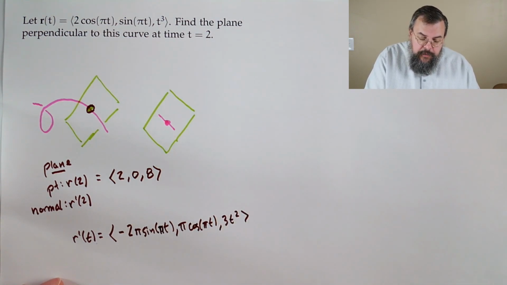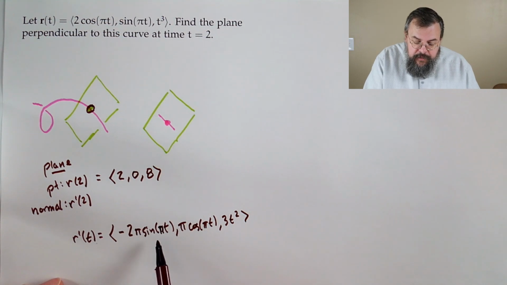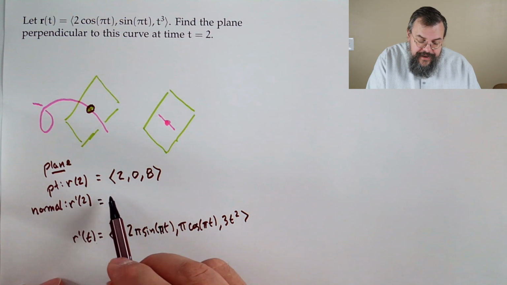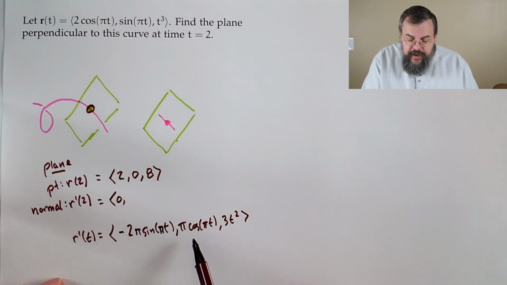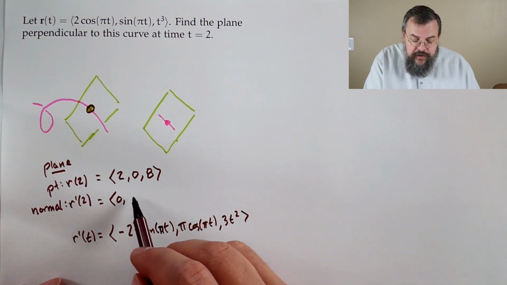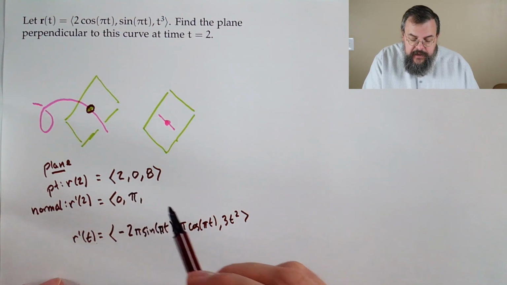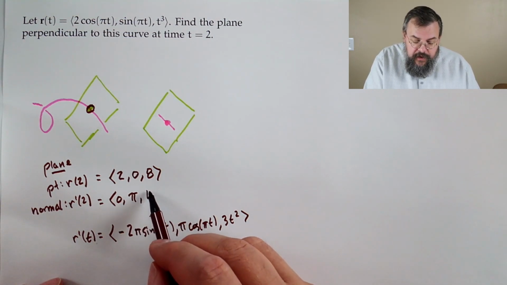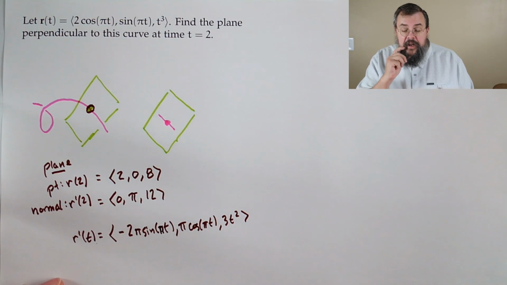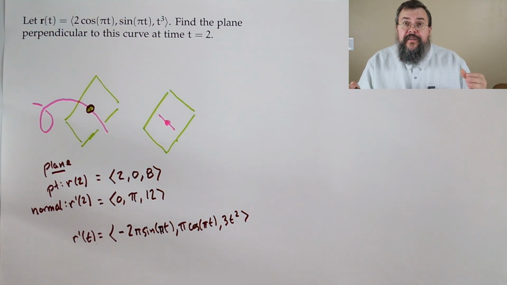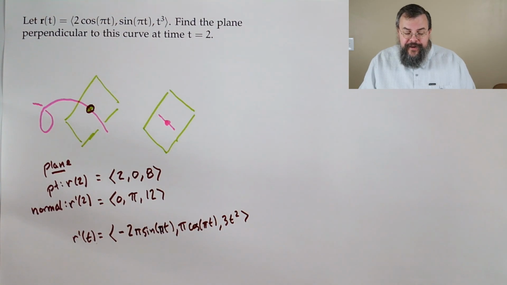Okay, so plug in 2. Sine of 2 pi, 0. Great. How about the next thing? Cosine 2 pi is 1, so you get a pi. And 3 times 2 squared, that's 12. All right, now we have our normal, we have our point, we have all our pieces. We just need to put it all together.